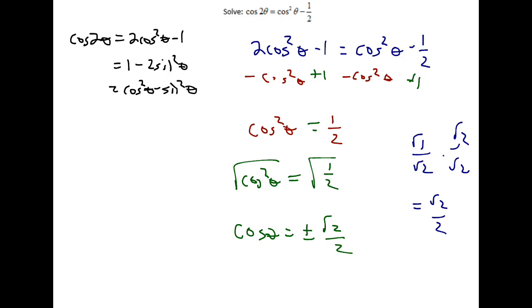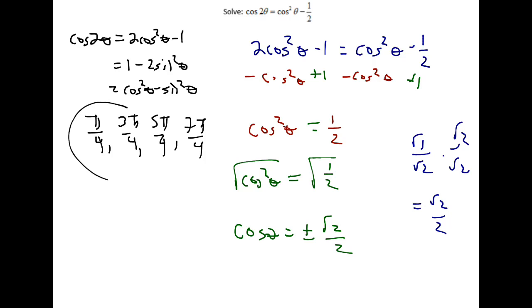So notice we started out with this equation here. We used an identity, did a little bit of algebra, took the square root of both sides, and what do we end up with? Where does cosine of theta equal plus or minus rad 2 over 2? Based on the unit circle, we should know this answer. Where does cosine theta equal rad 2 over 2? It's at pi over 4, at 3 pi over 4, at 5 pi over 4, and also at 7 pi over 4. So we're actually going to get 4 solutions for this.